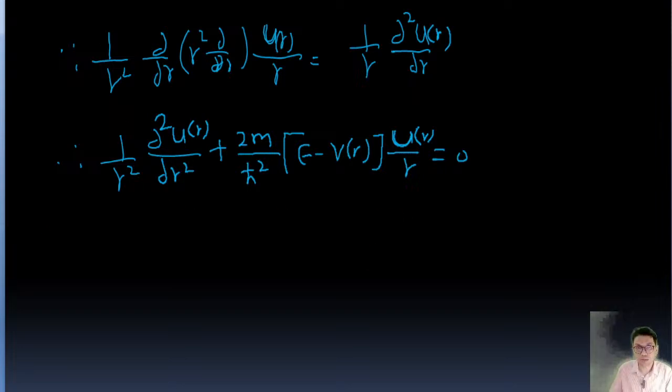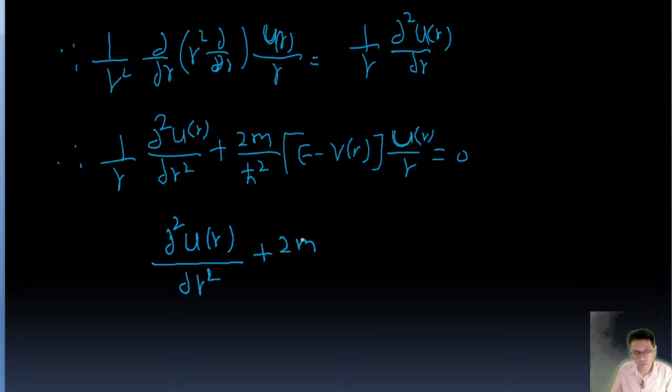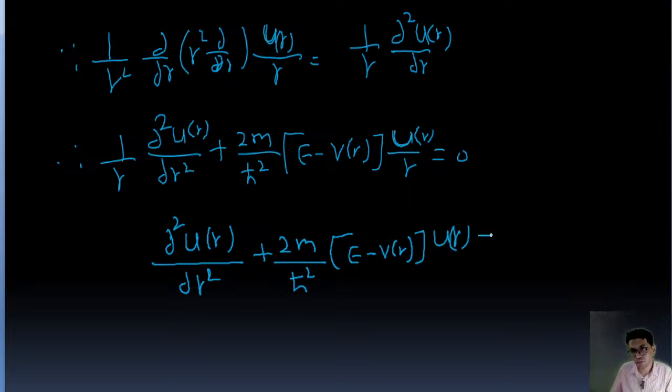Now this is 1 upon r. Now we'll solve this equation. So this is going to be del square u, which is a function of r, upon del r square plus 2m upon h cut square (E minus V(r)) u(r) equal to 0. So this is the equation.